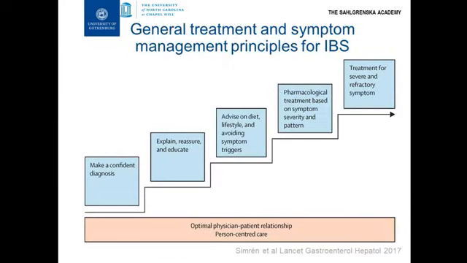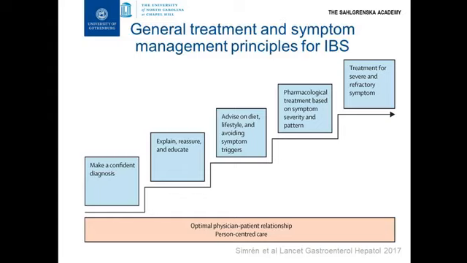So here you see a general treatment and symptom management principle figure, showing how you can manage patients with IBS in what you can call a stepwise approach, where you start off with making a confident diagnosis, then you move on to explanation, reassurance, and some education. You give some advice on diet, lifestyle, and how to avoid different symptom triggers that have appeared during the medical history taking. You can thereafter initiate pharmacological treatment based on symptom severity and pattern. I will come back to that. And there are specific ways to treat the more severe and refractory symptoms, which I also will come back to.